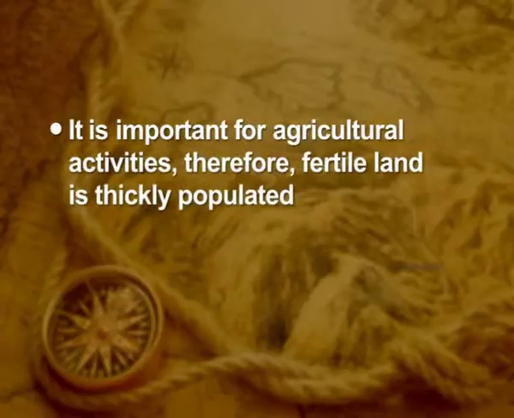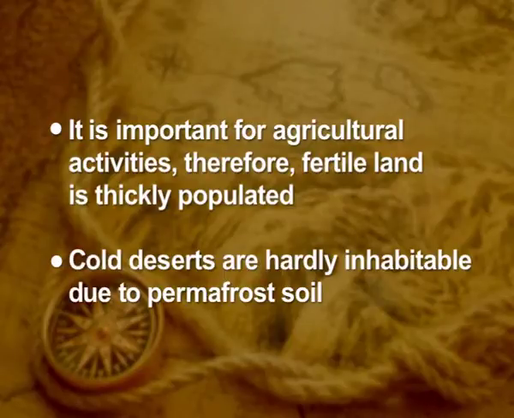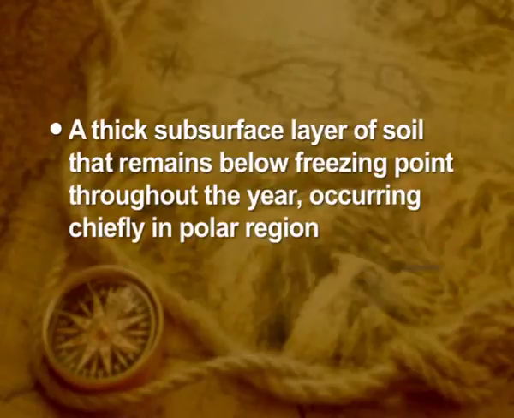Another very important factor affecting the distribution of population is soil. It is important for agricultural activities. Therefore, the fertile land is thickly populated. Cold deserts are hardly inhabitable due to permafrost soil. What is permafrost soil? A thick subsurface layer of soil that remains below freezing point throughout the year, occurring chiefly in polar region, is permafrost soil. So, the regions of cold desert are not having a thick population.